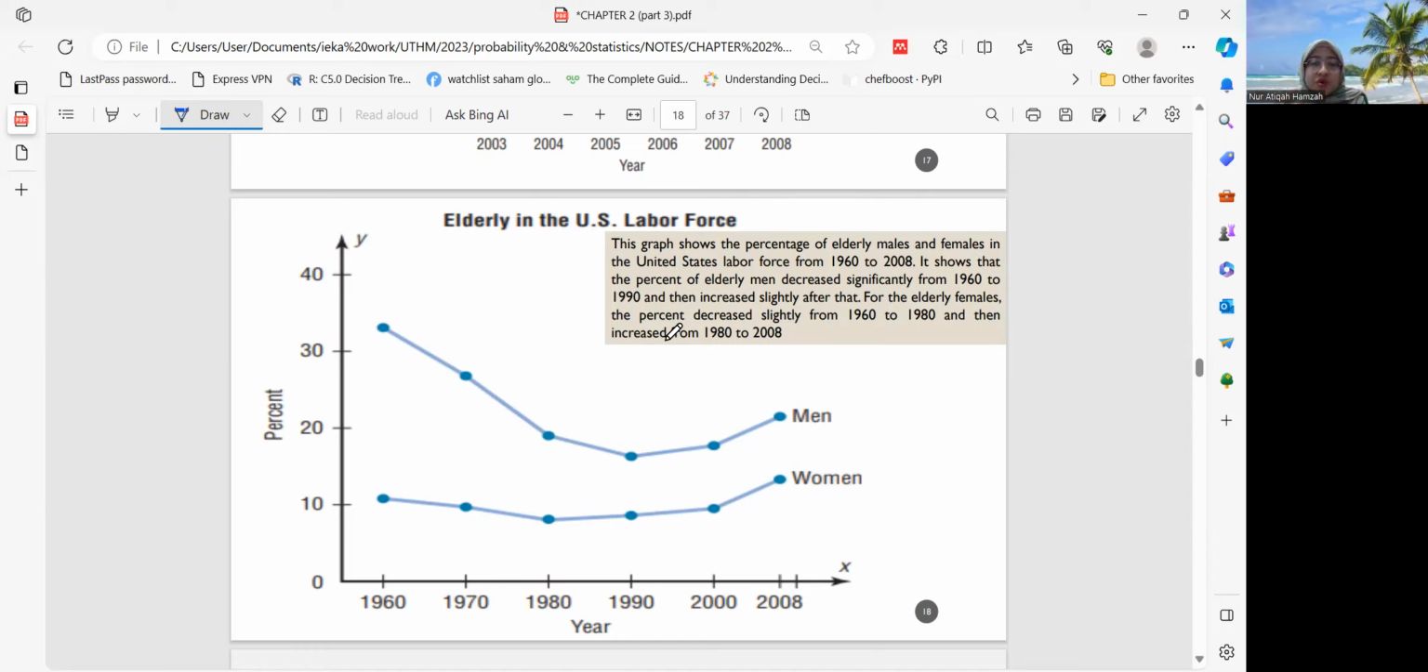So always remember when you construct a graph, you have to make sure that after you construct the graph, you understand the graph.